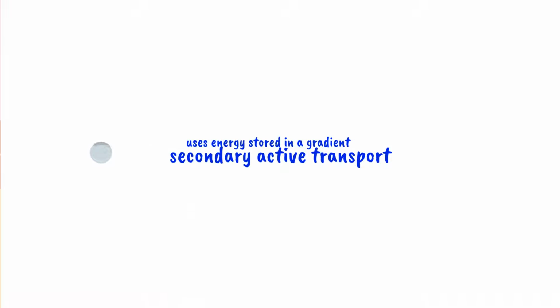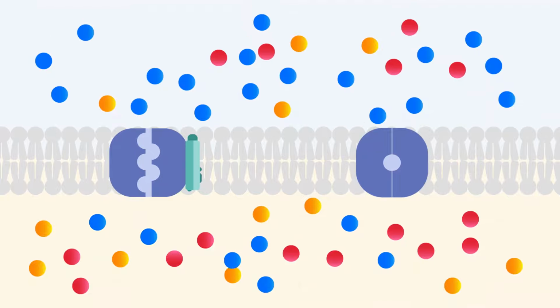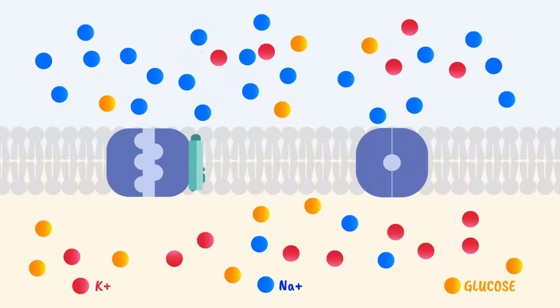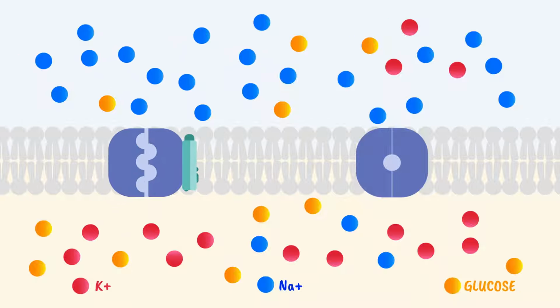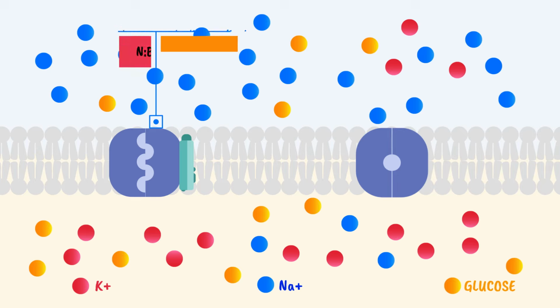Sometimes the cell doesn't spend ATP directly. Instead, it uses energy stored in a gradient. That's secondary active transport. Here's how it works. Primary active transport, usually the sodium-potassium pump, pushes sodium out of the cell. That creates a steep concentration gradient, lots of sodium outside, less inside.